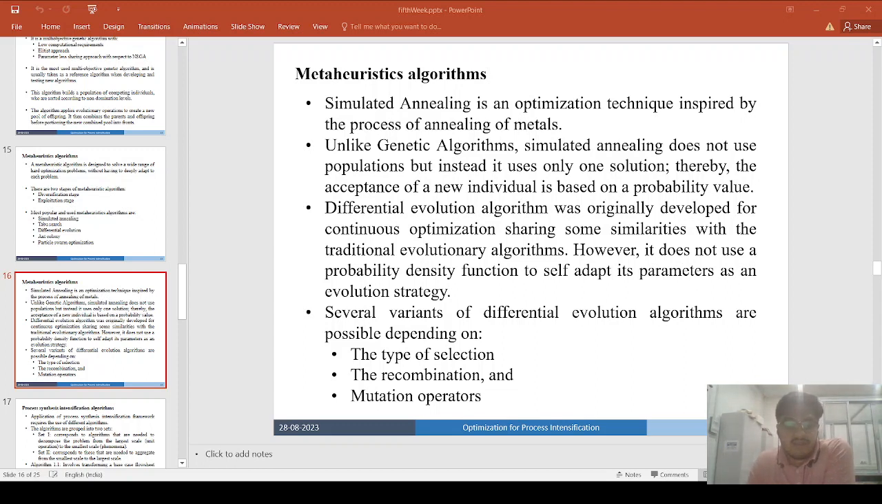Now there are several variants of the differential evolution algorithm available, depending on the type of the selection, the type of the recombination and the type of the mutation operators that are employed in the differential evolution algorithm.